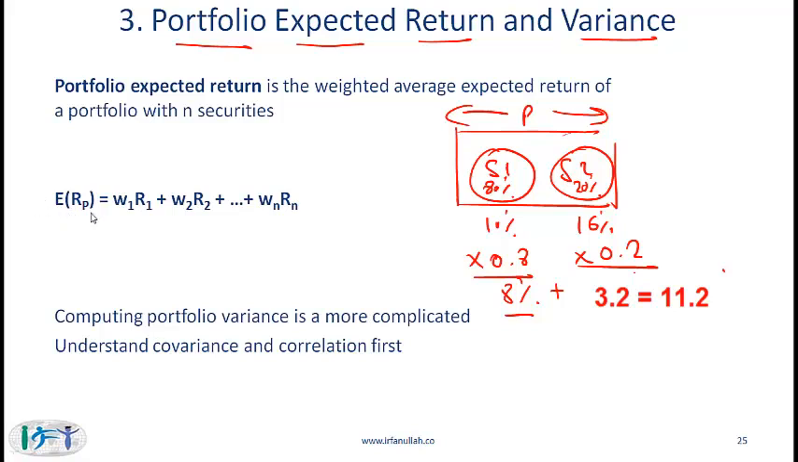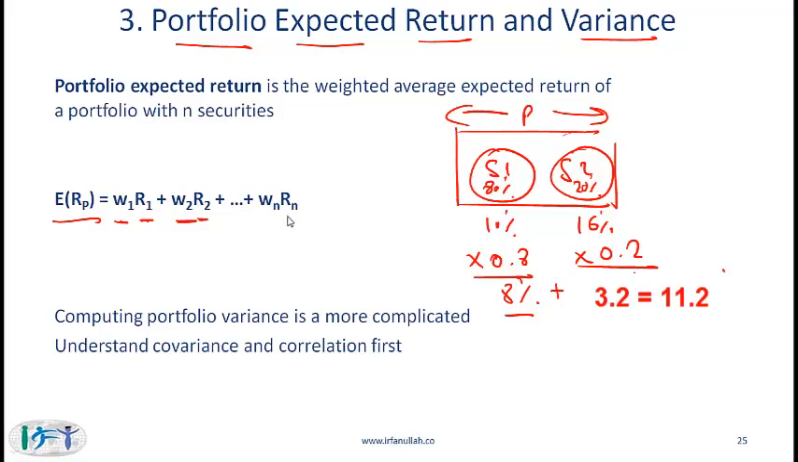To put this in general terms, we can use the formula shown here. The expected return on a portfolio is the weight of your first stock times the expected return on the first stock, plus the weight of the second stock times the expected return on the second stock, and so on.